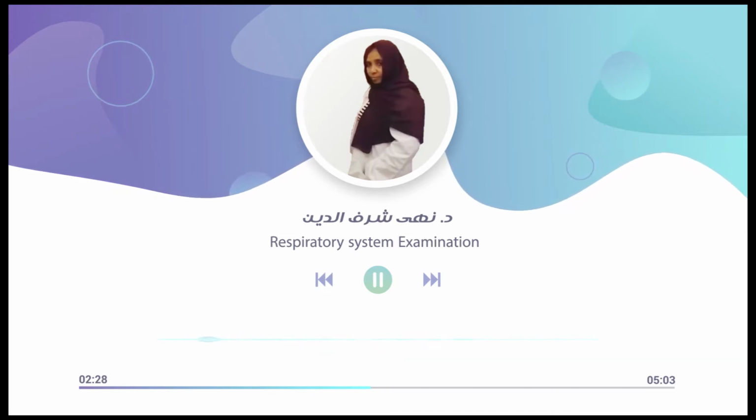Then after the inspection, importantly count the respiratory rate and comment if the child is in respiratory distress by showing the features of respiratory distress, which are intercostal and subcostal retraction, chest indrawing, nasal flaring, and so on. That means the patient is using accessory muscles to breathe.